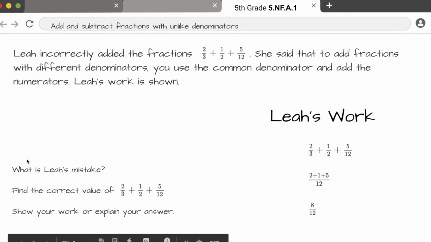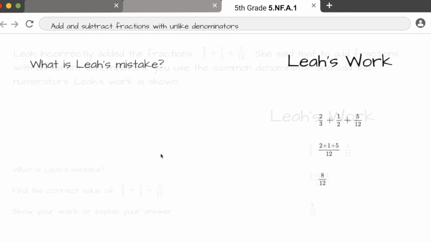So the questions ask, what is Leah's mistake? And then find the correct value of 2/3 plus 1/2 plus 5/12. Show your work or explain your answer. So there's a couple of things that we need to do. First, let's talk about what is Leah's mistake. Leah said that you find a common denominator and then you add the numerators.